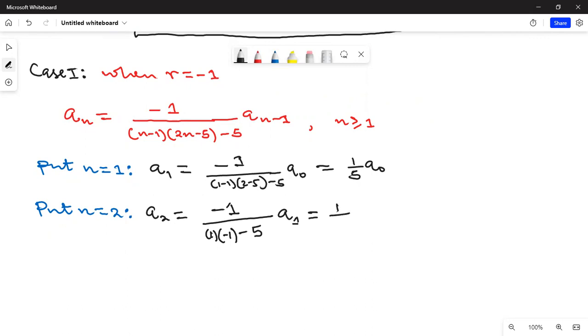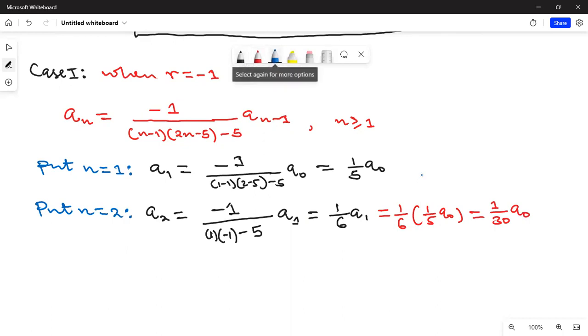1 over 6, a1. But do we know a1? Yes, it is 1 over 5 a naught. So this is the same as 1 over 6 times 1 over 5 a naught, which is simply equal to 1 over 30 a naught. That's what we have as a2. We can find a3 and a4.